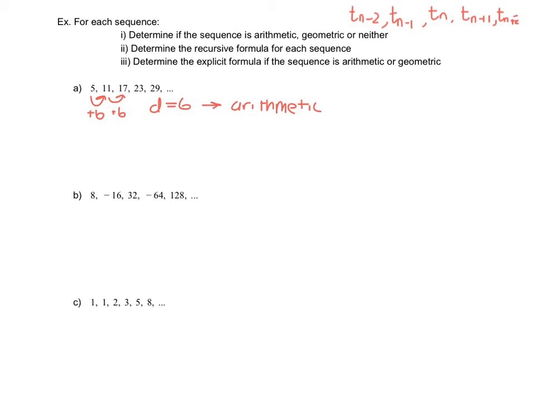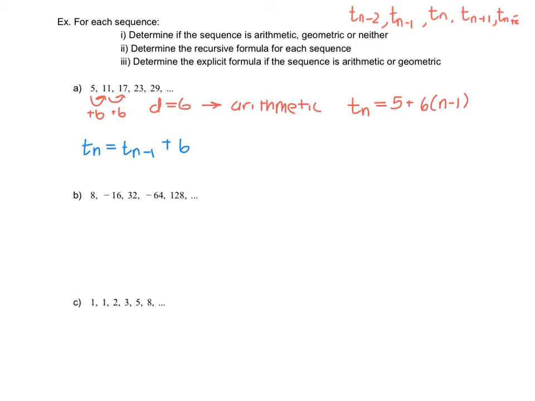And our explicit formula, Tn, is going to be the first term, which is 5, plus the common difference, which is 6, times n minus 1. So that's great. Now let's figure out this recursive formula. So we know that to go from one term to the other, we're just adding 6. So my recursive formula for Tn, I'm taking my previous number, which is Tn minus 1, and I'm adding 6 to it. And that's all it is, previous number plus 6.